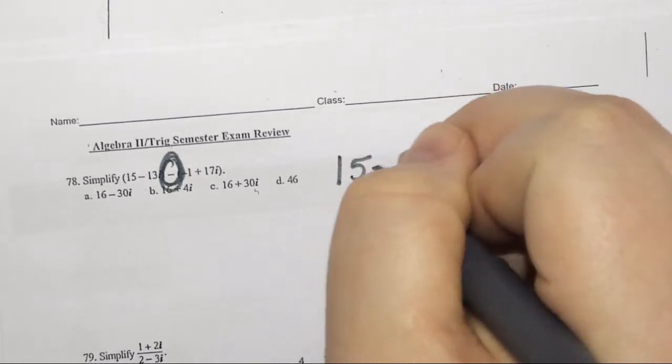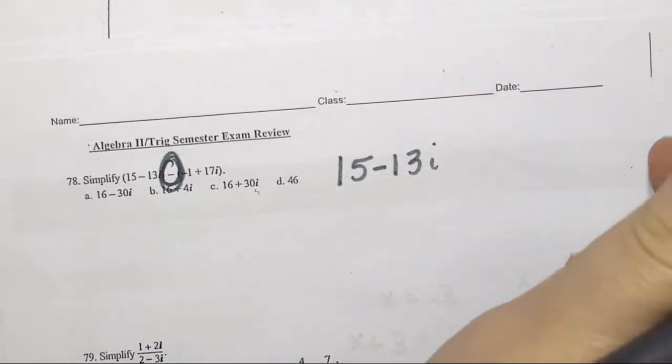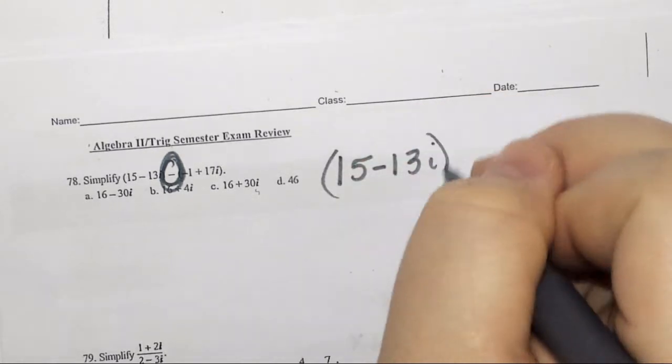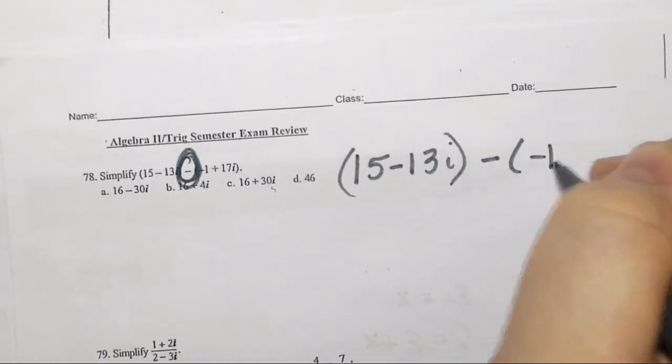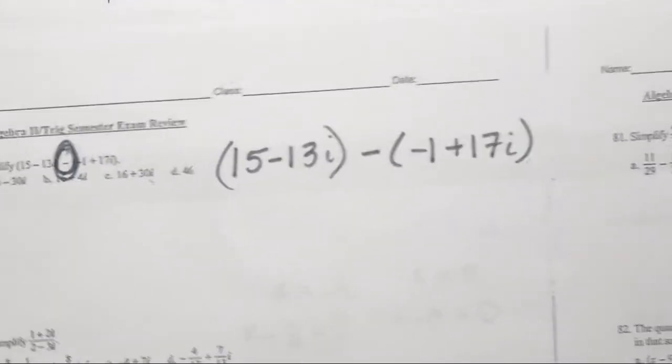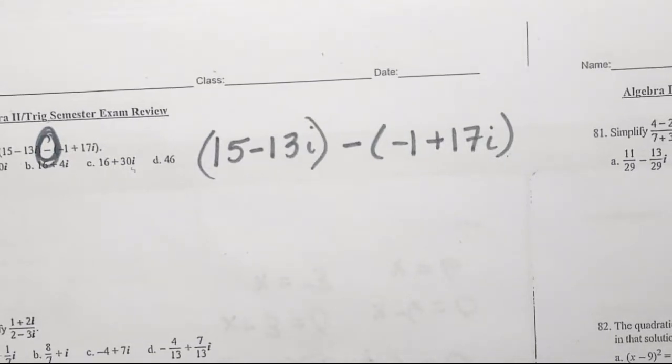Okay, so it was (15 minus 13i) minus (negative 1 plus 17i), number 78. I don't know. What is it?